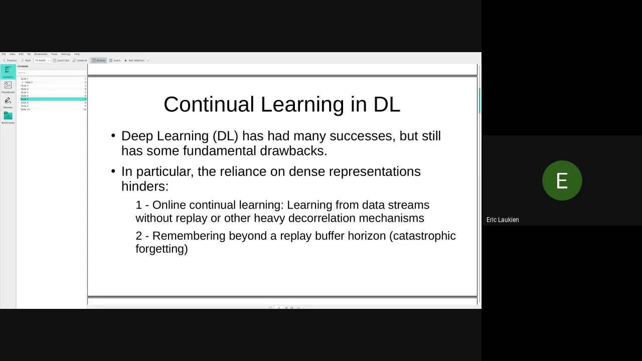So, continual learning and deep learning. This is basically just a summary of the problem itself. We believe it's the dense representations that deep learning uses. On the other hand, online continual learning is when you have a data stream without replay, but deep learning just replays in big batches, and if you go beyond its replay horizon, it starts forgetting, and that's where you have to start using continual learning methods.